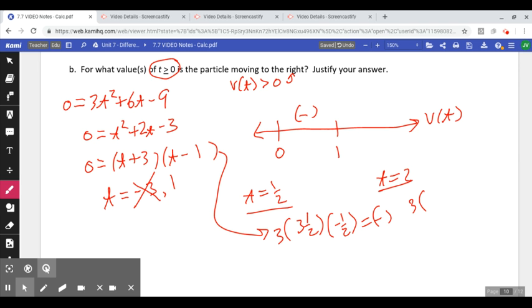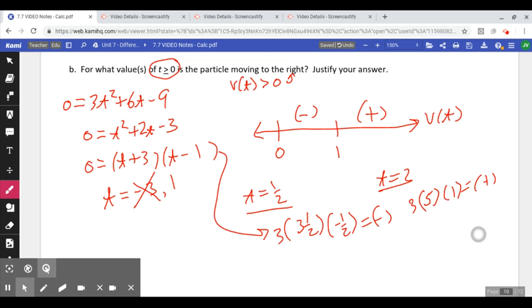And when t is equal to 2, we'll have 3 times 5. That's t plus 3. And then 2 minus 1 is 1. So whatever that is, that's going to be positive. So we'll put a positive sign here. So anything to the right of 1, the velocity is going to be positive.